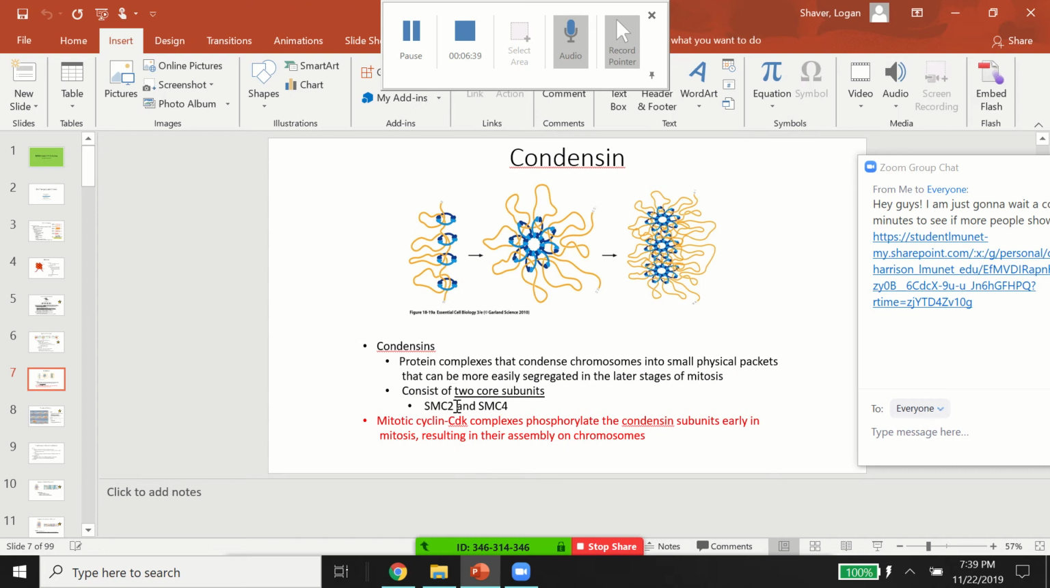And also, as you guys probably remember, the cyclin CDK complex phosphorylates condensin subunits early in mitosis, resulting in their assembly on chromosomes. So that whole cyclin CDK complex activates these condensins to work toward condensing these chromosomes, so that it can continue throughout mitosis, or meiosis in this case.